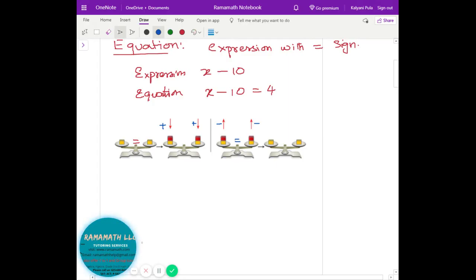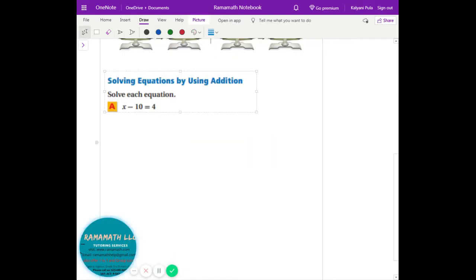Whatever you do to one side, you have to do to the other side. Like if you add to one side, you have to add to the other side. Or if you multiply one side, you have to multiply the other side. Just like that. So if you look at this question, x minus 10 is on one side. I'm going to draw a little bit more, even though I'm not good at drawing. So this is x minus 10, and this is 4. So this is the balance. Whatever I do to one side, I have to do to the other side.